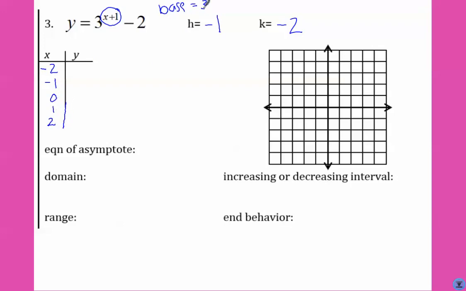Since our base is 3, we're still going to use -2, -1, 0, 1, and 2. And we're going to raise 3 to these exponents, which we did in the first problem. So 1/9, 1/3, 1, 3, and 9. Since this k value is going to shift our graph down 2 units, our asymptote is going to move down 2 units and become y equals -2. We're also going to sketch in h equals -1 to help us graph.